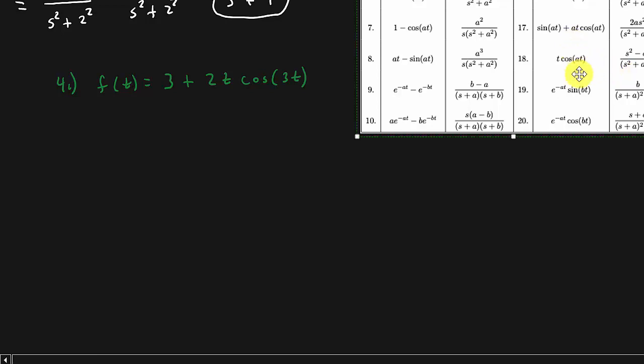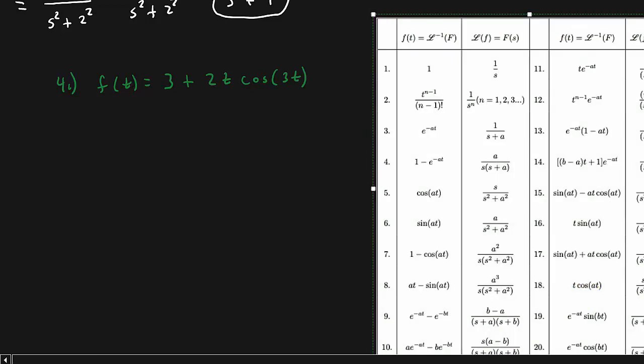All right. Let's look at this one. I think this is the last one where we're finding the Laplace transform using the table. All right, so we've got the Laplace transform of 3 plus 2t cosine 3t. All right, so I'm going to split this one up. So that's going to be the Laplace transform.